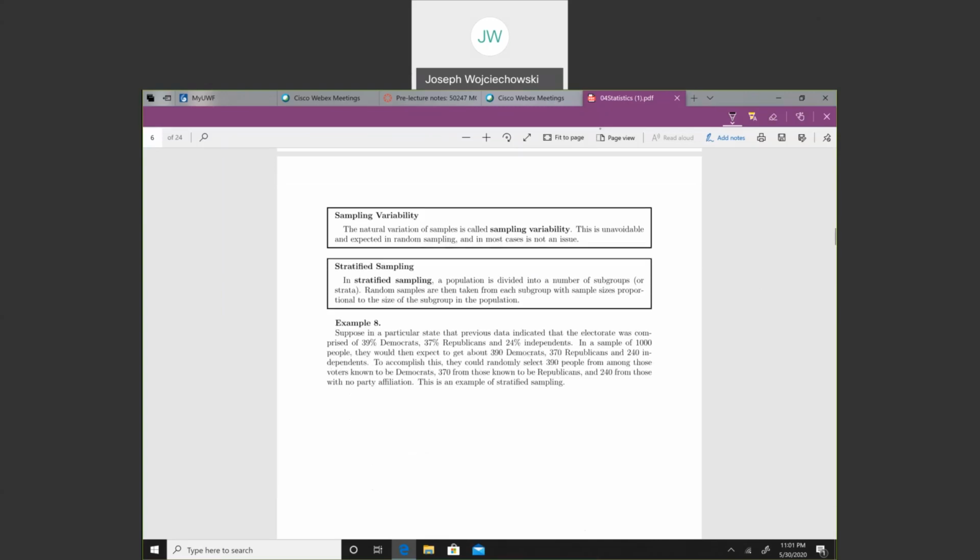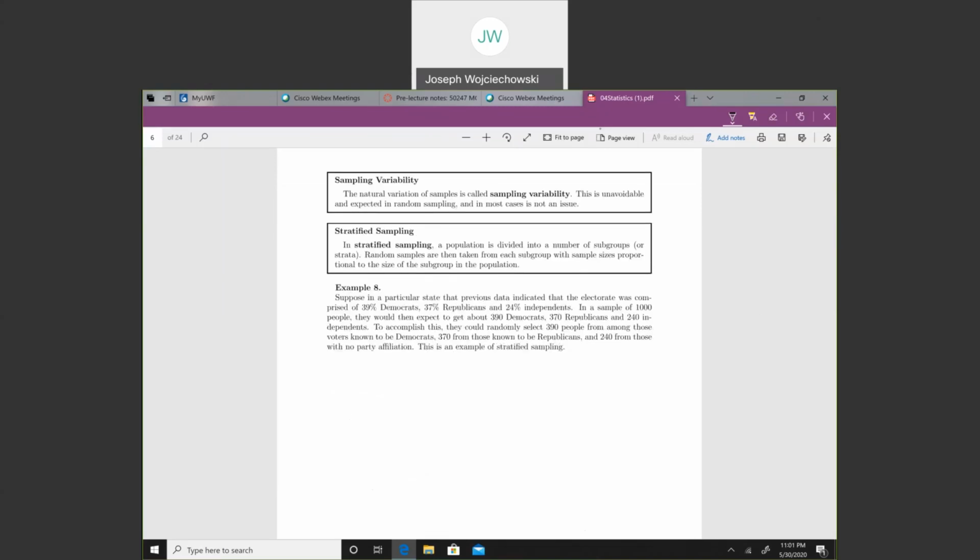Suppose in a particular state that previous data indicated that the electorate was comprised of 39% Democrats, 37% Republicans, and 24% independents. In a sample of 1,000 people, they would then expect to get about 390 Democrats, 370 Republicans, and 240 independents.